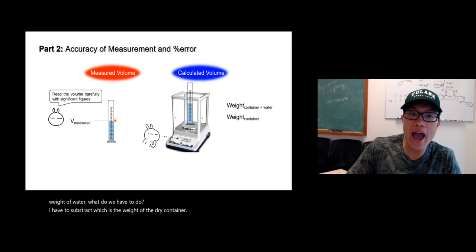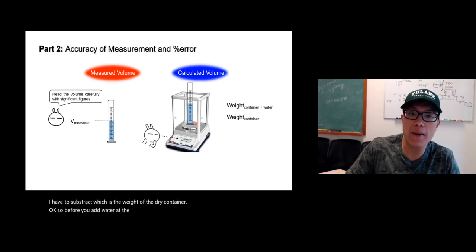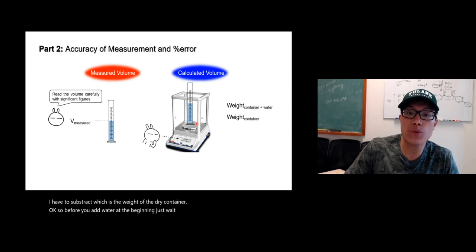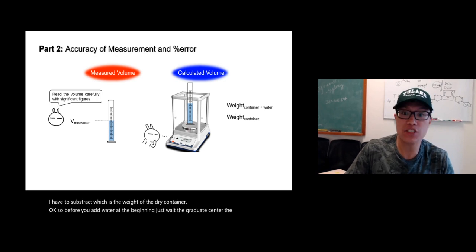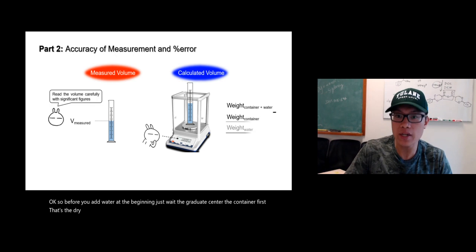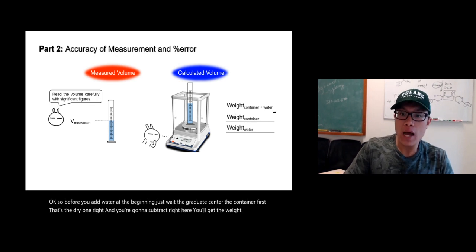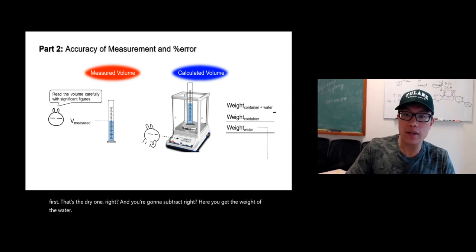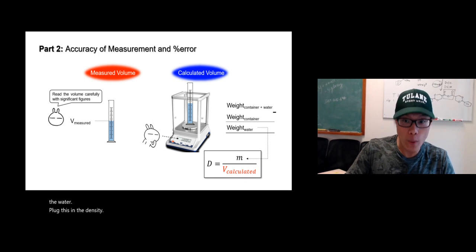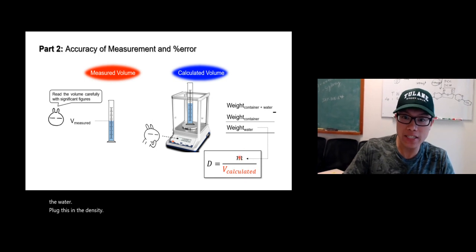Okay, so before you add water at the beginning, just weigh the graduated cylinder, the container, first. That's the dry one, right? And you're gonna subtract right here. You get the weight of the water. Plug this in the density equation. It's a mass right here, the mass of water.